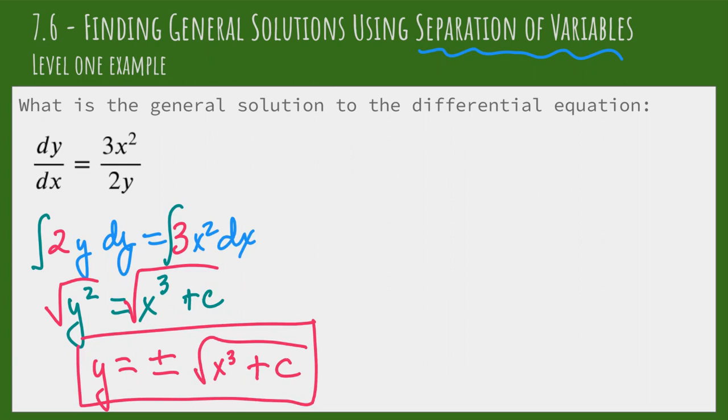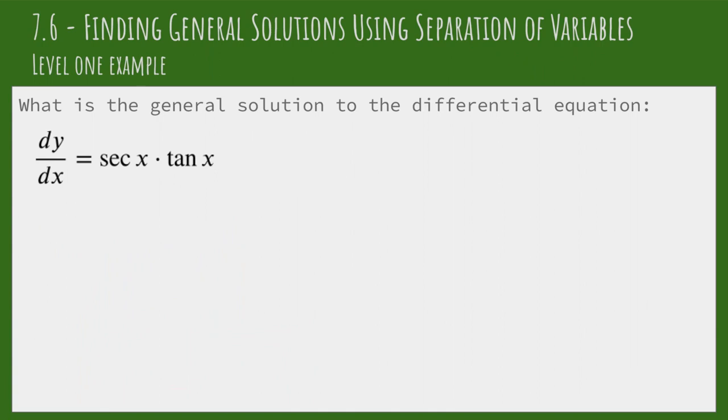I also want to point out that this actually represents two kind of separate families of functions. One of them is the positive side and one of them is the negative side. So we can make these functions look different by using the positive part or the negative part, and then by plugging in different values of c. So lots of different ways a solution to this might look, and we can actually use a slope field to kind of get an idea of what solution curves will look like in a coordinate plane.